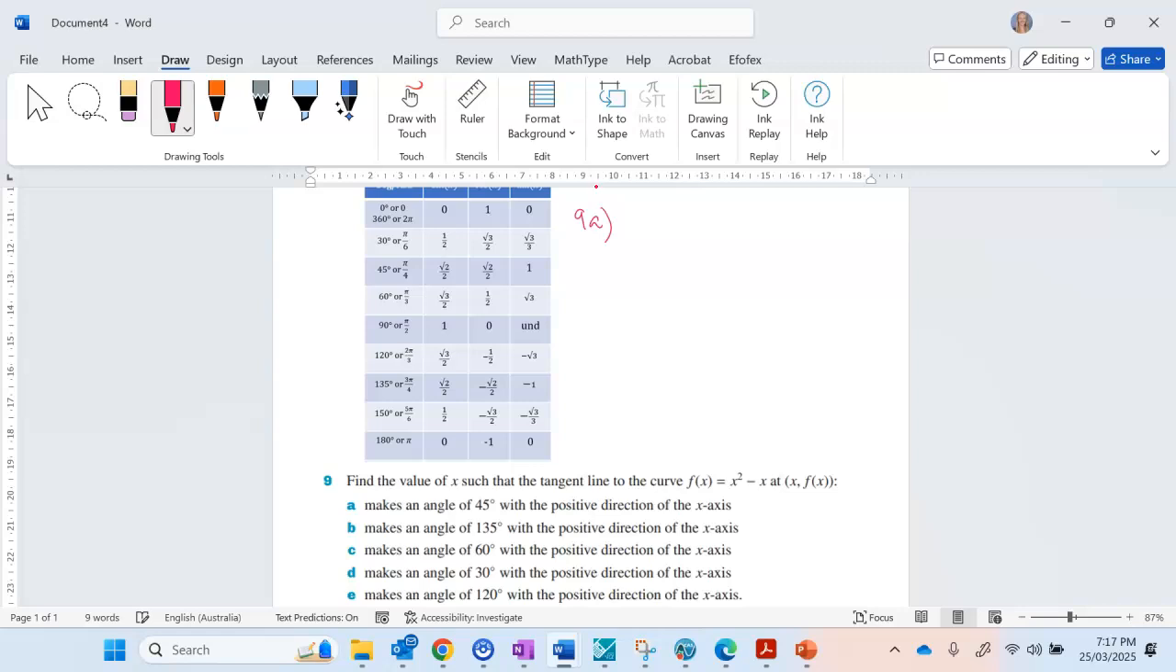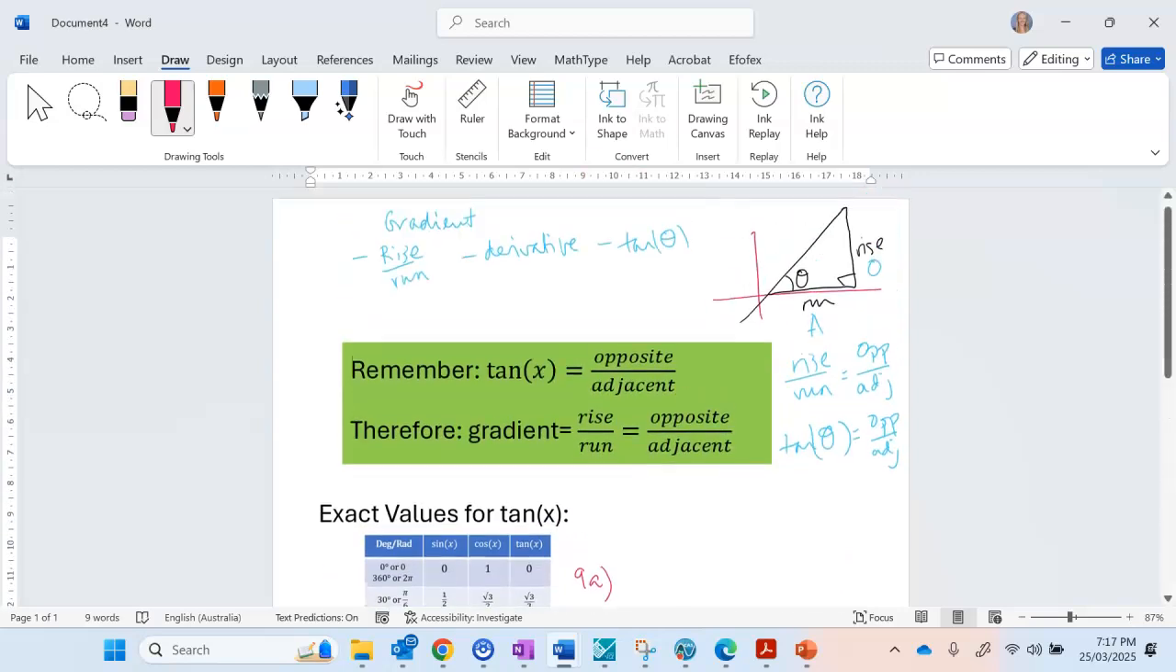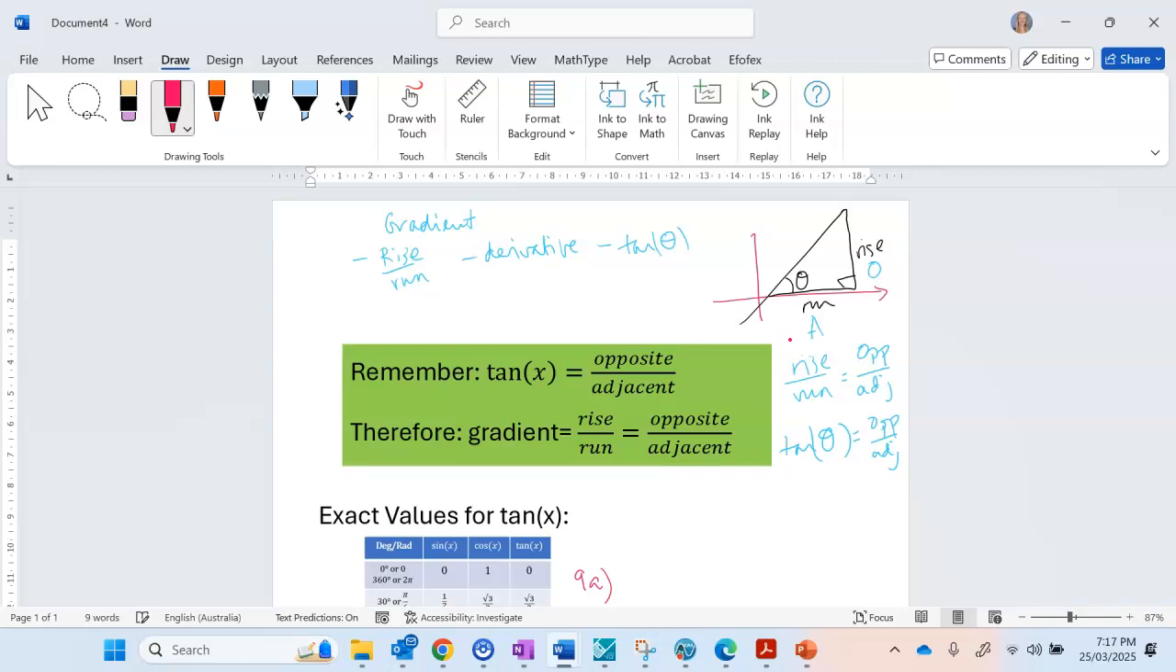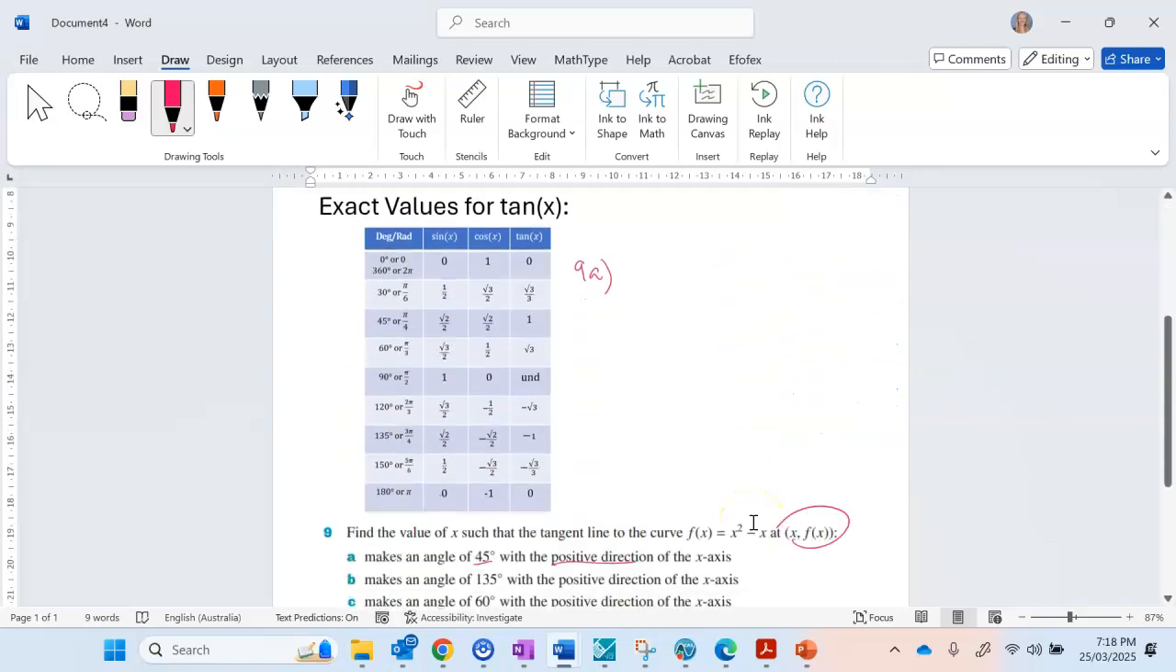So find the value of x such that the tangent line to the curve f of x equals x squared minus x at some point makes an angle of 45 degrees in the positive direction of the x-axis. All right, so it's important that we note that it's the positive direction because if I just go back up to my diagram up here, this is the positive direction of x. So if we wanted the positive direction, it would be that angle there. If we wanted the negative, it would be that angle there, all right, on the other side.